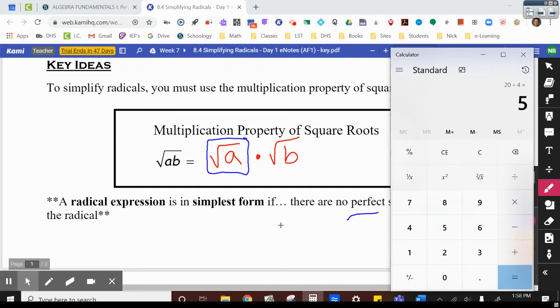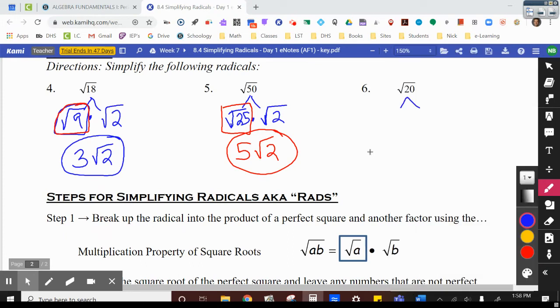So the factor pair that I want to use when I break up 20 is 4 and 5, because this square root of 4 is my perfect square. So my square root of 20, I'm going to break up into the square root of 4 times the square root of 5, because 4 times 5 is 20, and this 4 is my perfect square factor. So now this square root of 4 simplifies as 2, and this rad 5 just stays as a rad 5.